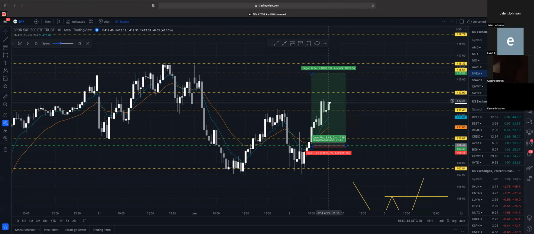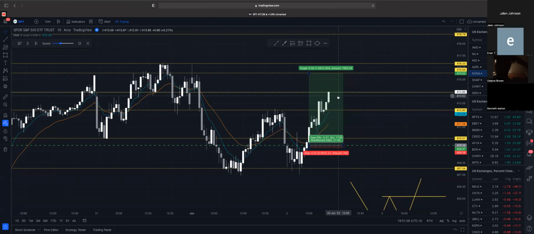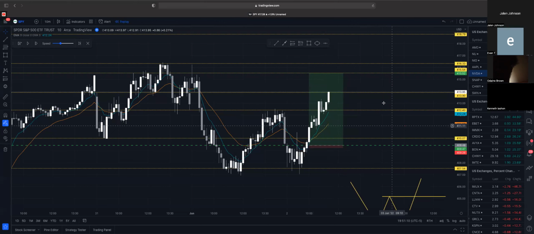As you can see, there we go. Now next target, we're out, we're trimming, we're selling into strength as it's breaking this level. We're selling into strength. As soon as it tapped that level, start selling.